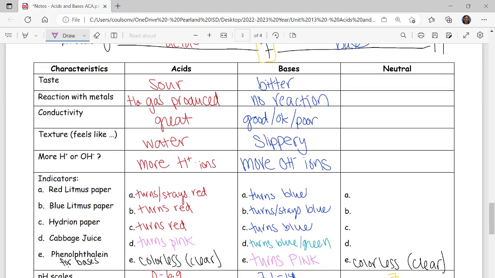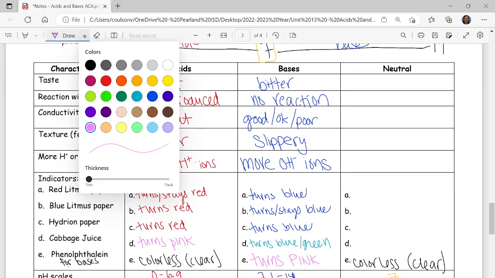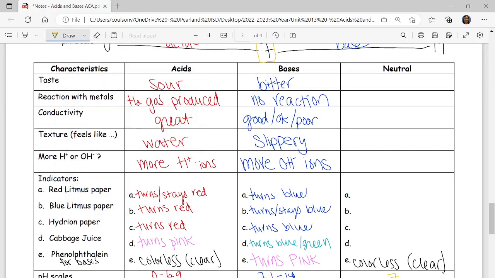All right, and then a neutral solution, we're just answering all of these same things for water, so it should be pretty straightforward. What is the taste of water? Nothing, no taste. The reaction with metals, like if you just take a piece of metal and put it into water, nothing's going to happen. It's no reaction.